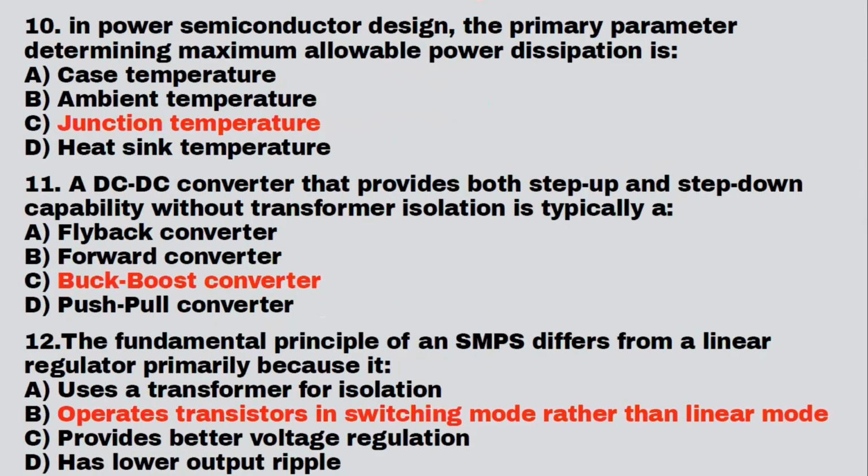Let's go to question number 10, power semiconductor design. The primary parameter determining maximum allowable power dissipation is junction temperature. We call it junction temperature. Let's go to question number 11: a DC-DC converter that provides both step-up and step-down capability without an isolation transformer is typically a buck-boost converter. We call it a buck-boost converter.